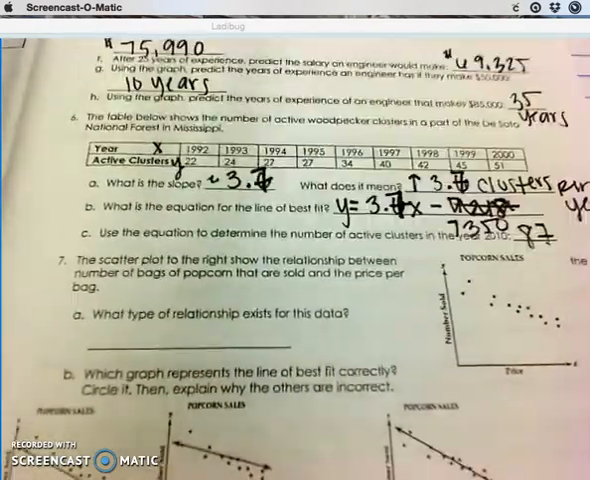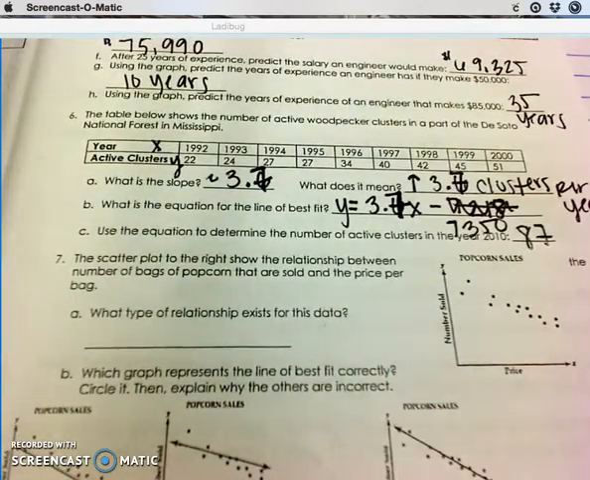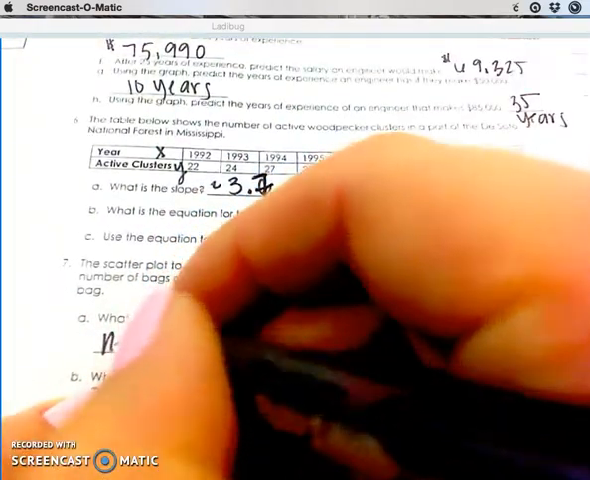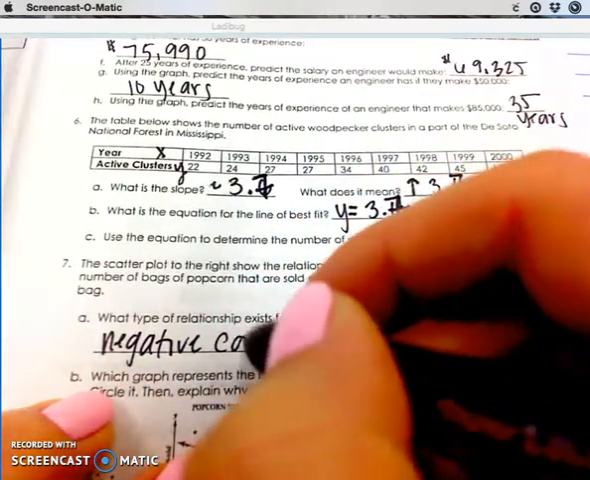All right, then let's look at the scatter plots. What type of scatter plot? To the right, it's going negative. It's going downhill, so this is a negative correlation.